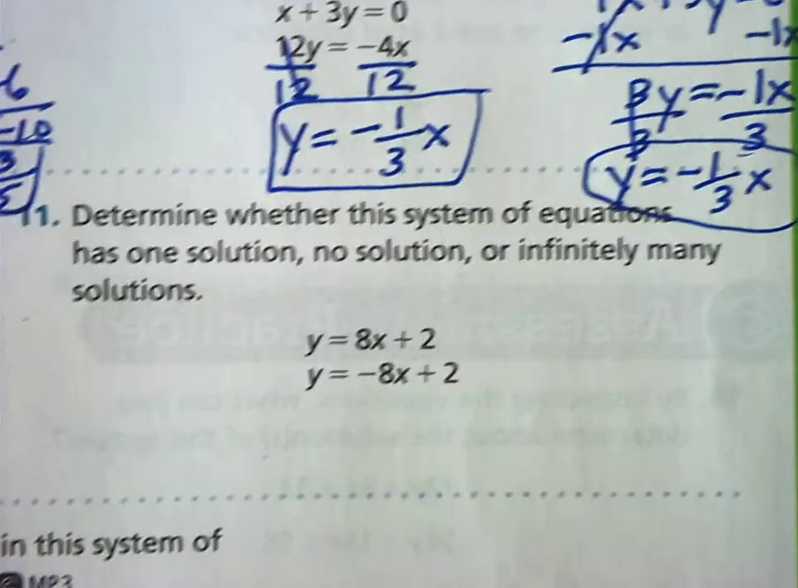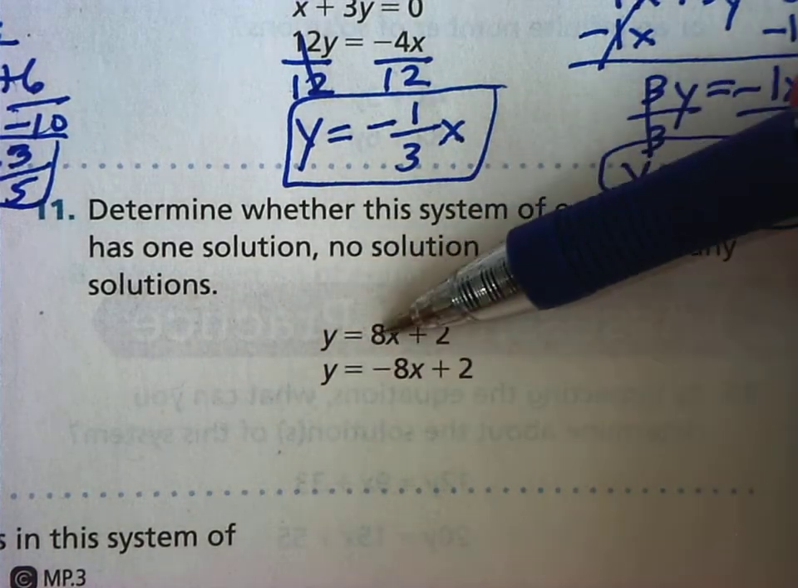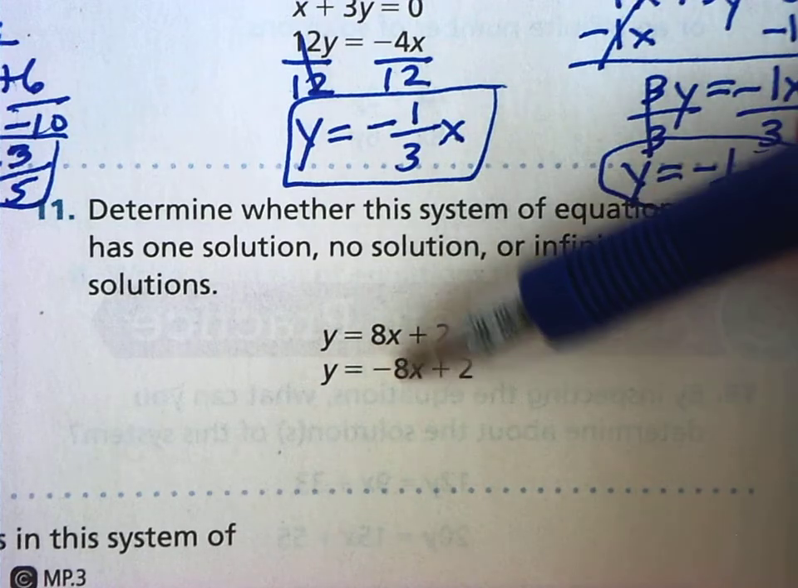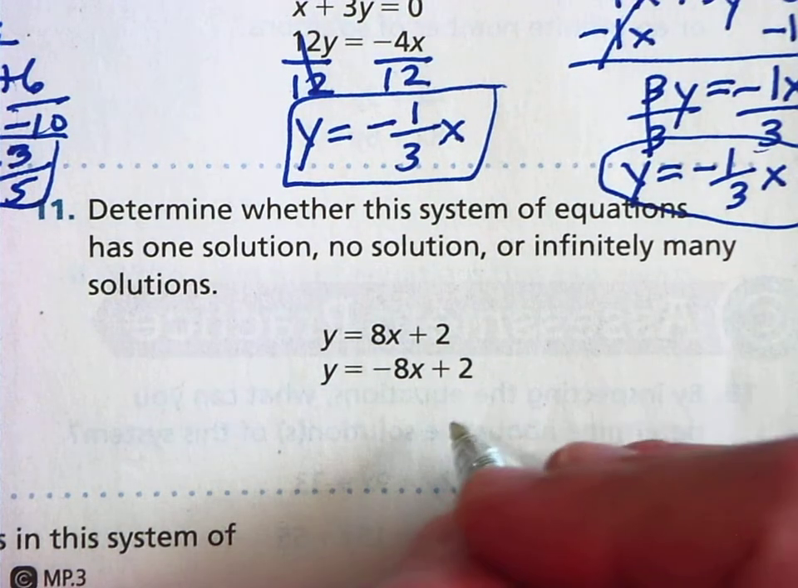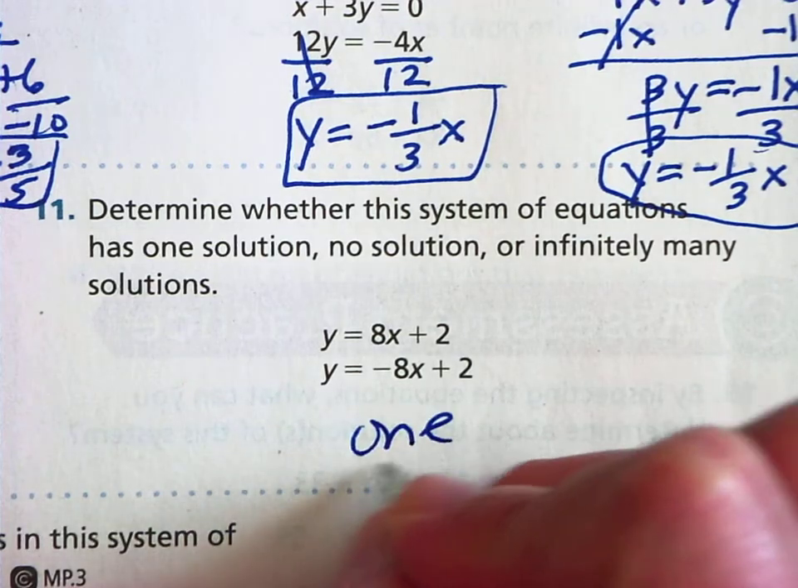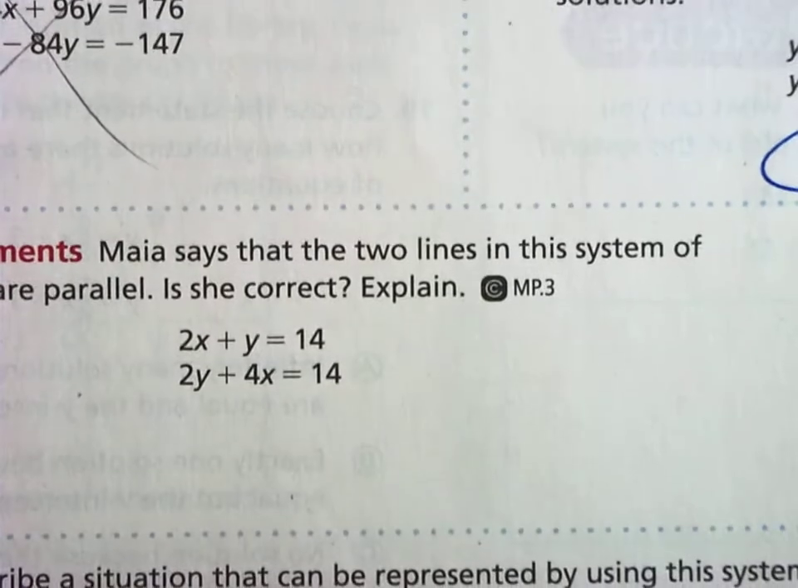Okay, so let's take a look at this one. Both of these are solved and put in slope-intercept form. Y equals mx plus b, y equals mx plus b. So look at the slopes first. That's an 8, that's a negative 8. As long as the slopes are different, these lines will cross. One solution.